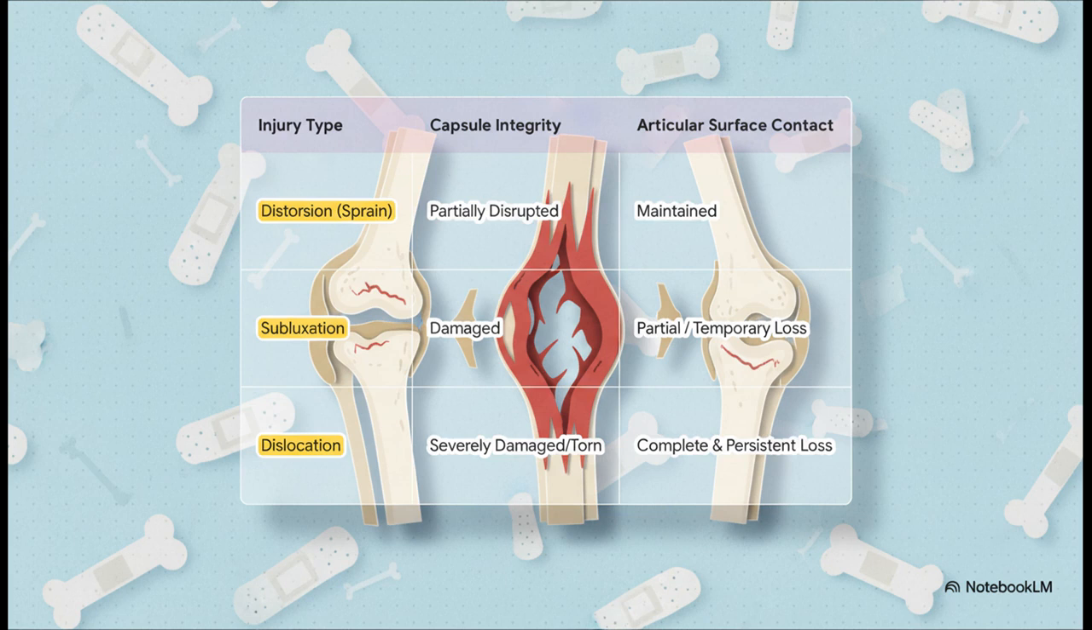Now this table really just crystallizes the whole concept beautifully. Just look at that last column, articular surface contact. It really does all come down to the degree of separation. For a sprain, contact is maintained. For a subluxation, it's a partial or maybe temporary loss. And for a dislocation, it's a complete and persistent loss of contact. That right there, that's your diagnostic pivot point.